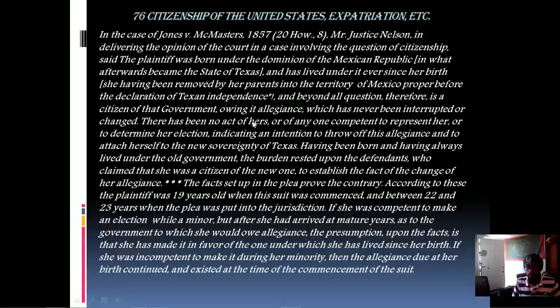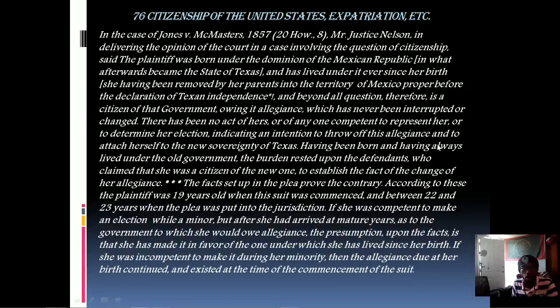There has been no act of hers or of anyone competent to represent her or to determine her election, indicating an intention to throw off this allegiance and to attach herself to the new sovereignty of Texas. Don't that sound like naturalization to y'all? Like, come on, man. That's naturalization. So being the fact that they don't got nothing on record, there has been no act of hers, indicating an intention to throw off this allegiance and to attach herself to the new sovereignty of Texas. So if she never said, "Yo, I want to become a Texan, I give my oath, I pledge my allegiance to the state of Texas," if she never voluntarily said she wanted to do that, then the assumption is she's still tied to her original government.